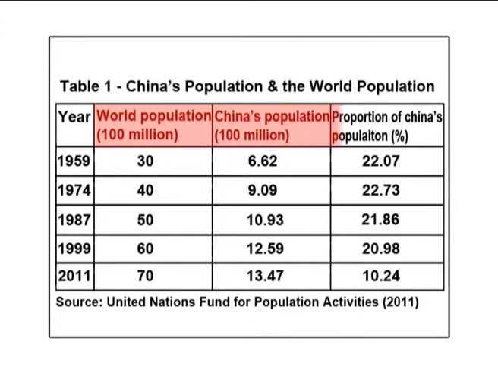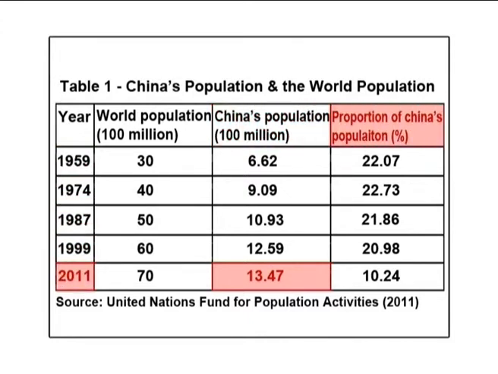Alongside, the changes in the proportion of China to world population are shown over the years. World population reached 7,000 million in 2011 from 3,000 million in 1959. For China, the population was 662 million in 1959 and almost doubled to 1,347 million in 2011.